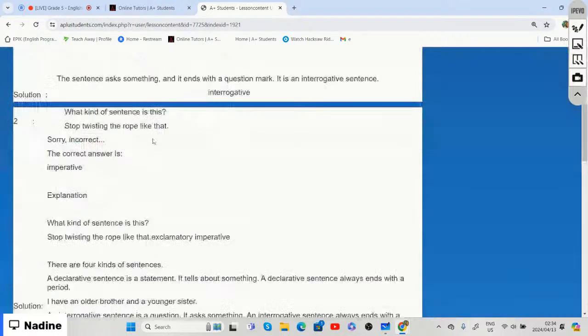Stop twisting the rope like that. So stop twisting the rope like that. What type of sentence is this? A declarative, an interrogative, imperative, or an exclamatory sentence?